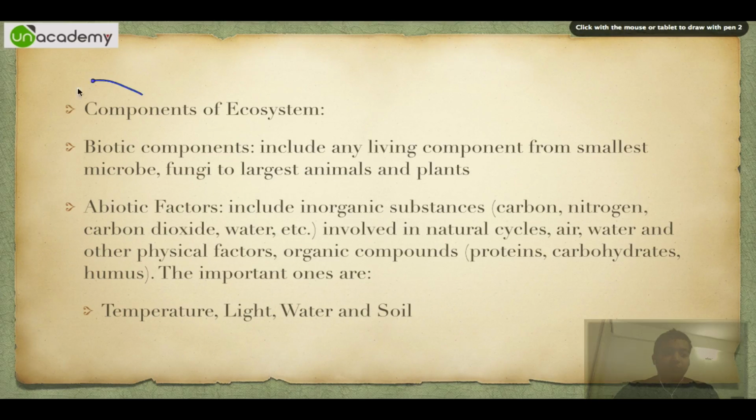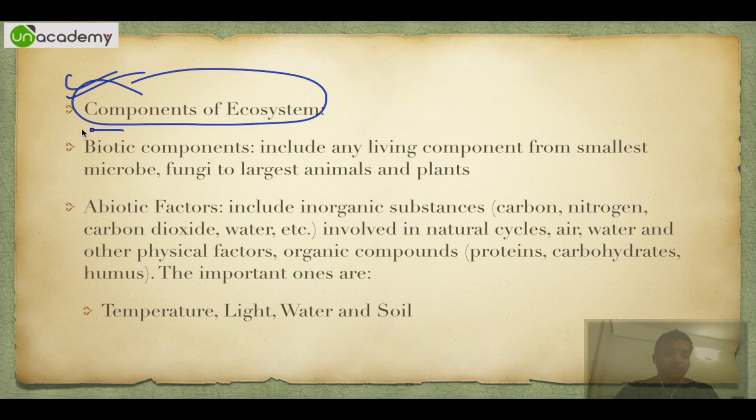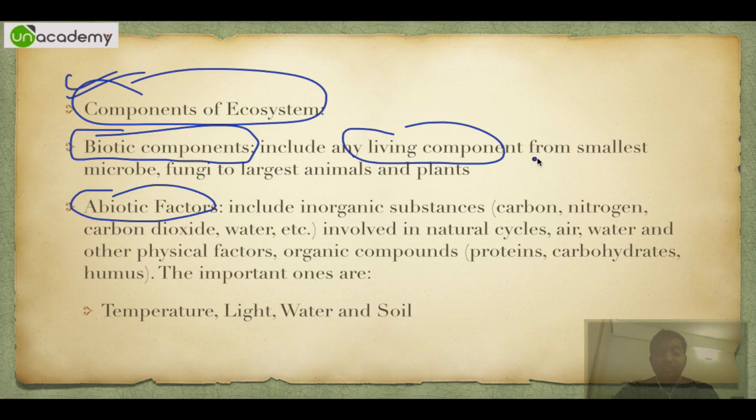So we move on to the components of ecosystem. There are two components, basically biotic components and abiotic factors. Biotic means any living components, from bacteria, fungi, microbes, etc., to the largest animals and plants.